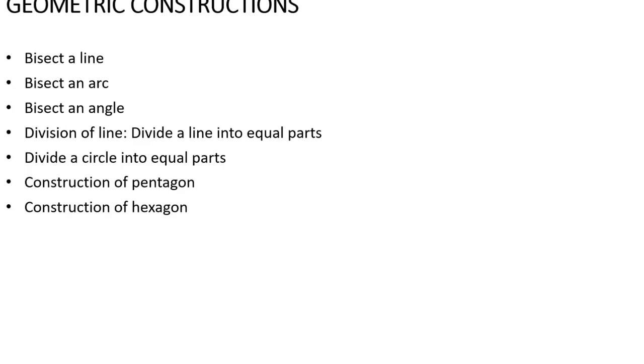We have to learn how to bisect a line, how to bisect an arc, an angle, and how to divide a line into the required number of equal parts, then how to divide a circle into equal parts, then how the pentagon is constructed and how the hexagon is constructed. All these methods we will see in geometric construction.